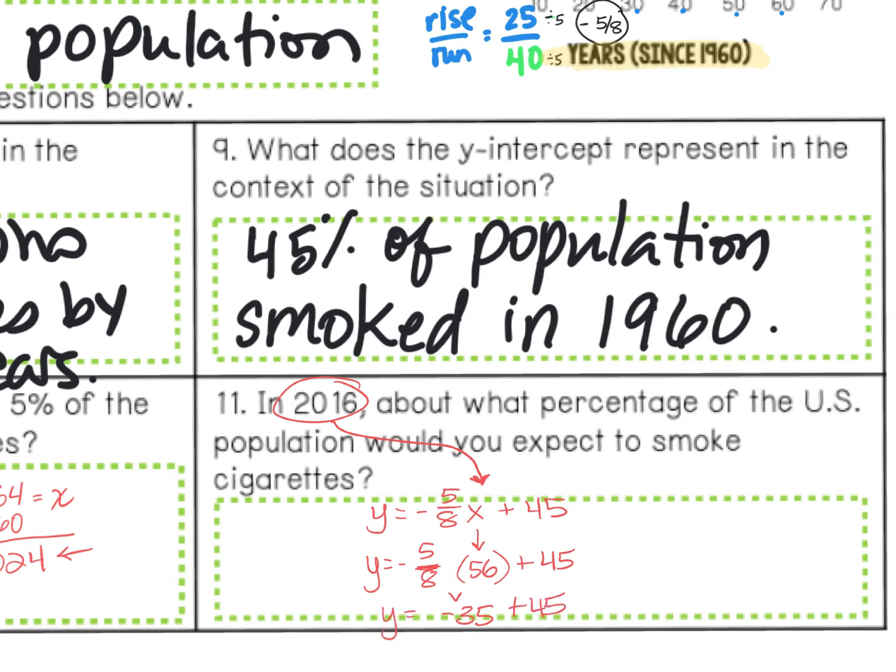So my answer is the percent. It says what percent population? Well, all I have to do now is add negative 35 plus 45. And that gives me 10. And in the context of this problem, that's actually 10% because my y-axis, those are the percentage of the population. So for number 11, we expect in the year 2016 that only 10% of the population would be smoking.